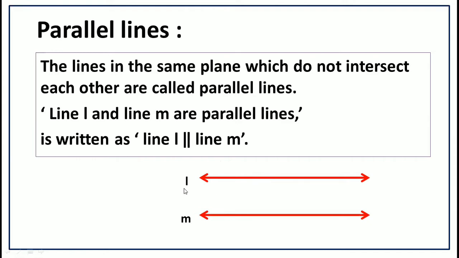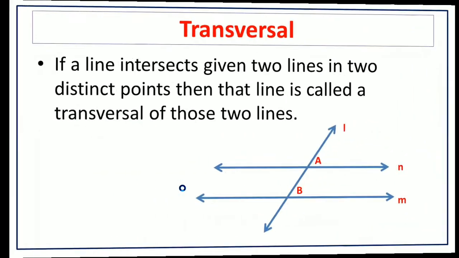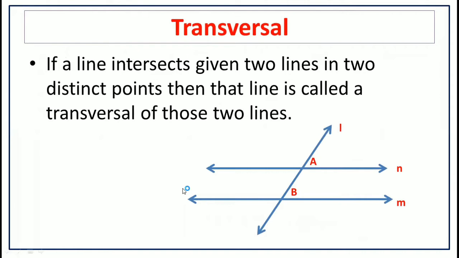Then you learn the transversal. If a line intersects two given lines in two distinct points, then that line is called a transversal of these two lines. These are two parallel lines. Lines M and N are parallel lines, and line L intersects them at two points, A and B, and this line is called a transversal line.